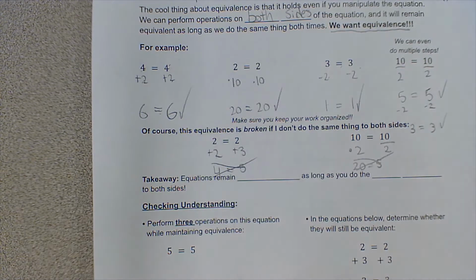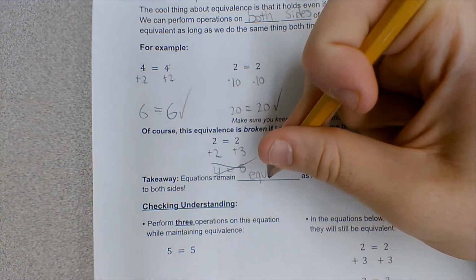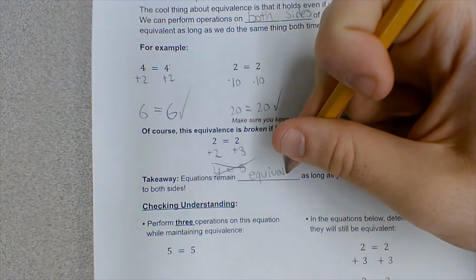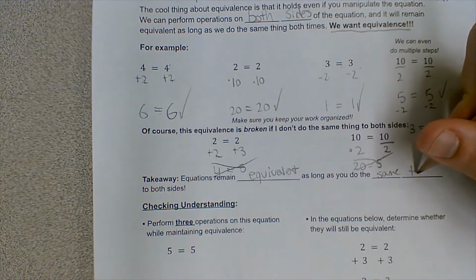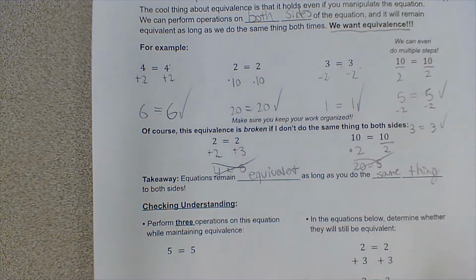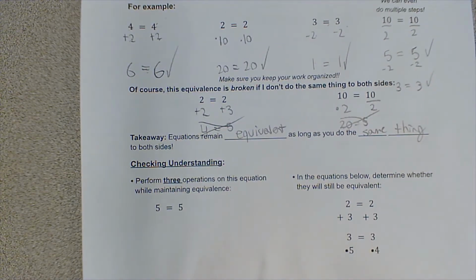Okay, so your takeaway is that equations remain equivalent as long as you do the same thing to both sides. Now, I want you to pause and take a second to do the checking understanding. Answer these two questions, and when you're done, you can flip to the back.